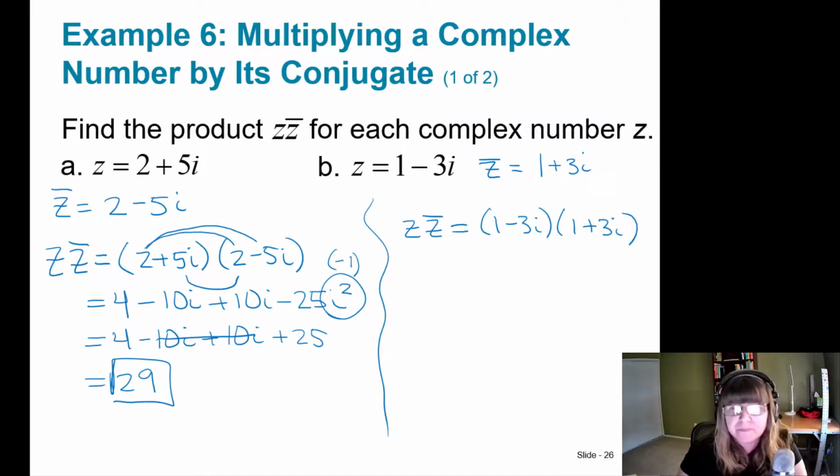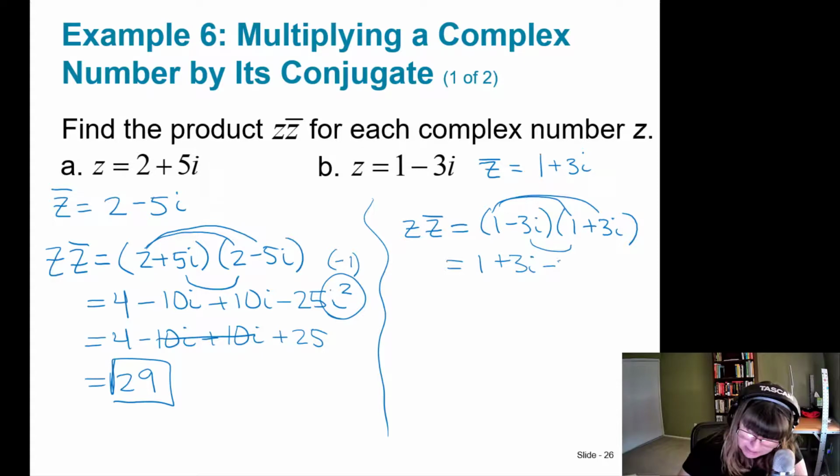I'm going to go ahead and FOIL this. 1 times 1 is 1. 1 times 3i is plus 3i. Negative 3i times 1 is negative 3i. And negative 3i times positive 3i is negative 9i squared. All right, I got that i squared again, so that's really negative 1. And a negative 9 times a negative 1 is a positive 9. 1 plus 3i minus 3i plus 9.